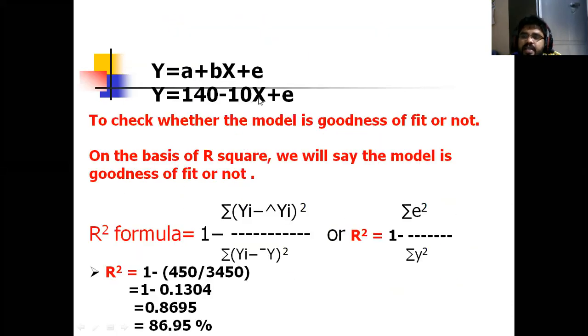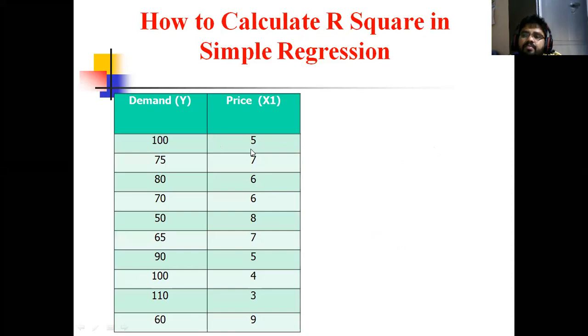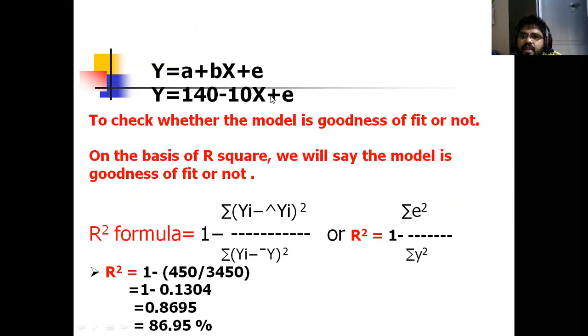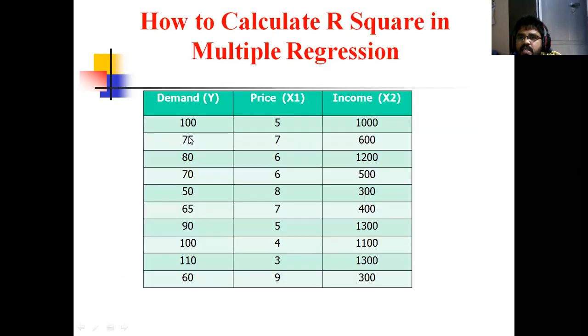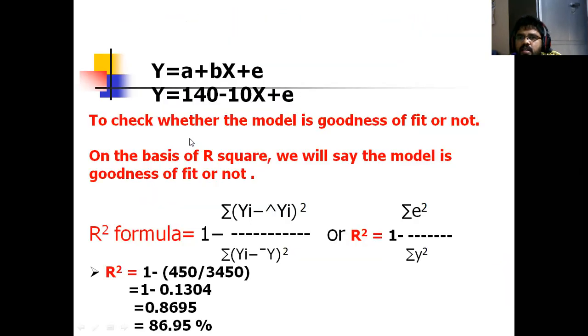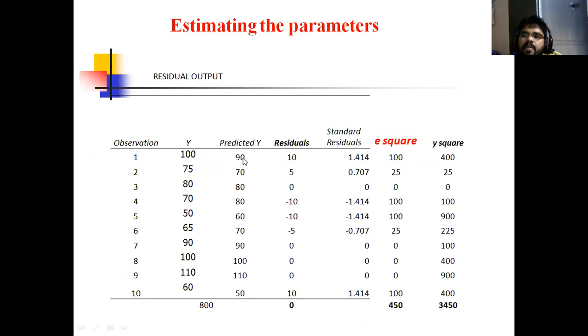you will get it. See, for example, here the x value is 5. If you substitute 5 here, y is equal to 140 minus 10 into 5, that is 140 minus 50, so 90 will come. So the estimated value is 90. See here, the predicted value is 90. So when you substitute the x values in the estimated equation, you will get the predicted values only.